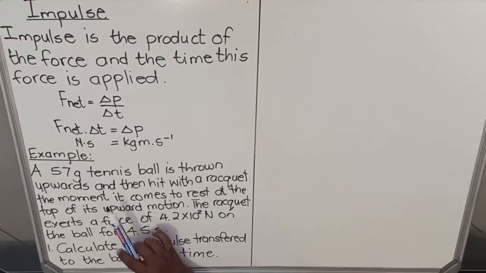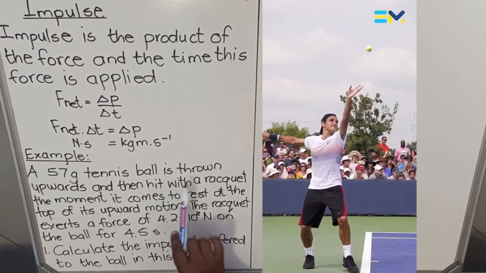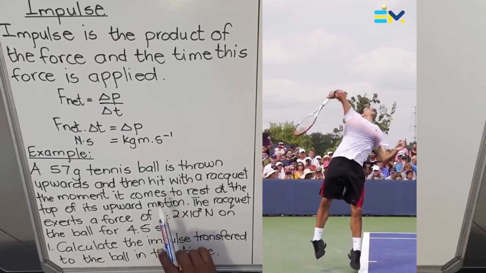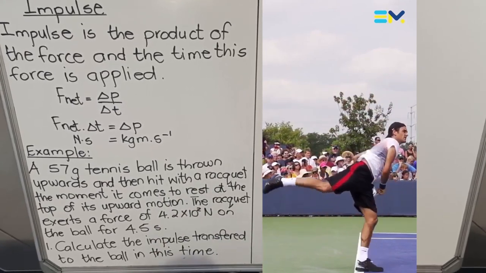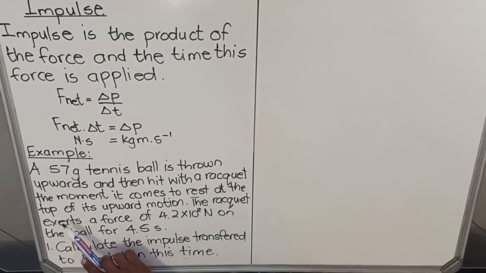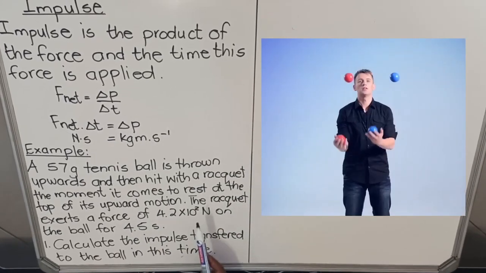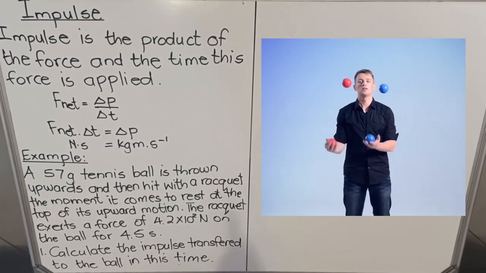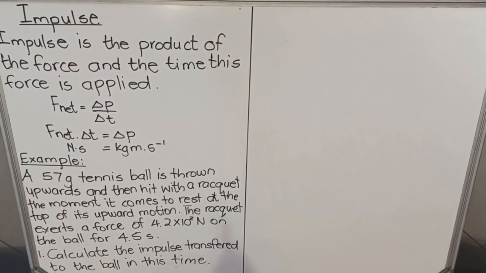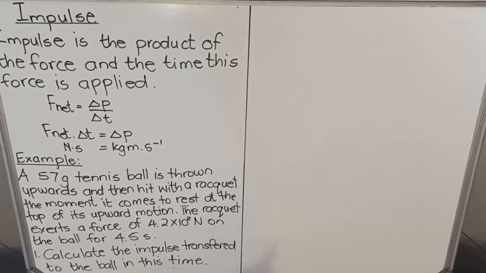Let's look at an example. It says a 57-gram tennis ball is thrown upwards and then hit with a racket the moment it comes to rest at the top of its upward motion. They throw the ball up and then they hit it with a racket. When you throw something up, it will move up. It will stop somewhere before it comes down. So when they throw this tennis ball up, at the point where it stops, they hit it with a racket.